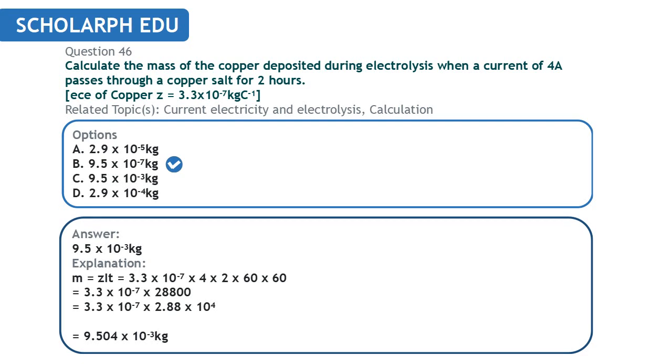If I have 10 raised to power x times 10 raised to power y, that is going to be equal to, according to the law of indices, 10 raised to power x plus y. So 10 raised to power minus 7 times 10 raised to power 4 is going to be equal to 10 raised to power minus 7 plus 4. Minus 7 plus 4, that is minus 3. So you have 9.504 times 10 raised to power minus 3. Approximately this is 9.5. So you have 9.5 times 10 raised to power minus 3.